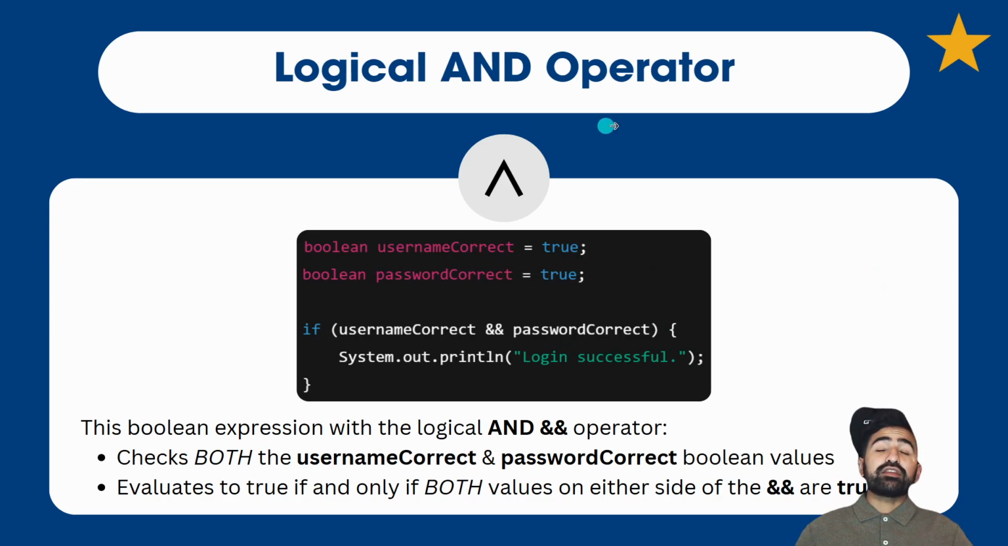Let's look at the and operator. This is now chaining two things together, right? Remember with and or, we have a left side and a right side. Again, we're going to skip the actual values. We're just going to see username correct and password correct. So in our and logical operator, we have username correct on the left and password correct on the right.